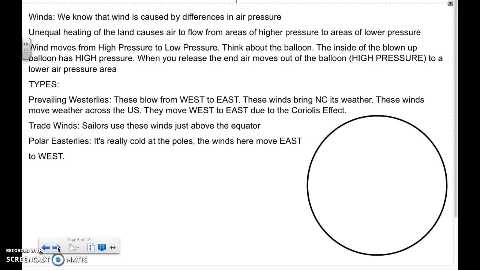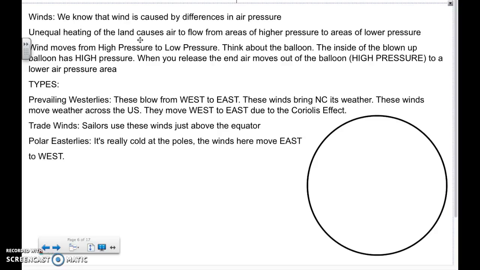One of the things that causes wind is the unequal heating of the Earth's surface, or as I have written here, the unequal heating of the land. And that causes differences in air pressure. That hot air is rising, that cold air sinking, those convection cells that we talked about. And again, the air is going to move from high pressure areas to low pressure areas.